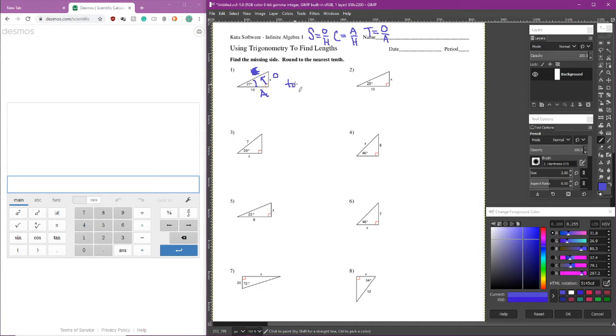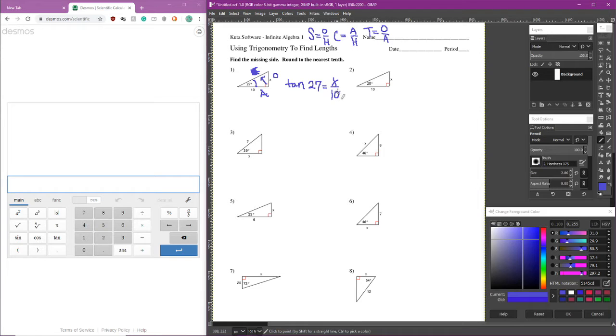So tan of whatever angle it is, in this case they gave us 27 degrees, so it's the tangent of 27 degrees equals opposite over adjacent. The opposite side, the O, is the x, and the A is the 10. So x is on top and 10 is on the bottom.